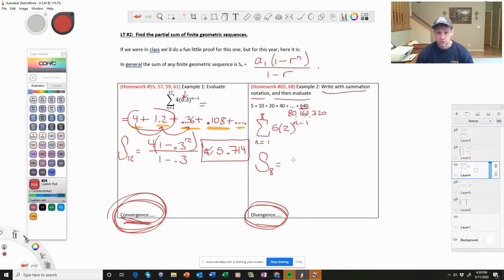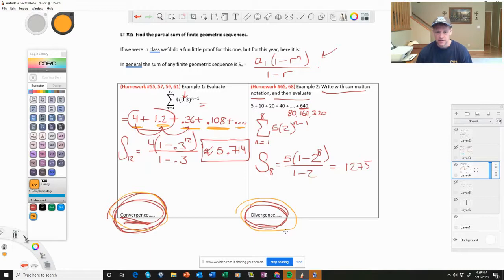So this is going to be, using this formula now, a sub 1, which is 5, times 1 minus 2 to the 8th, because my r is now 2, divided by 1 minus 2. This, of course, is a negative number. But this is also a negative number, so negative divided by negative will be a positive. And the sum is going to equal, if you punch in your calculator, 1,275.